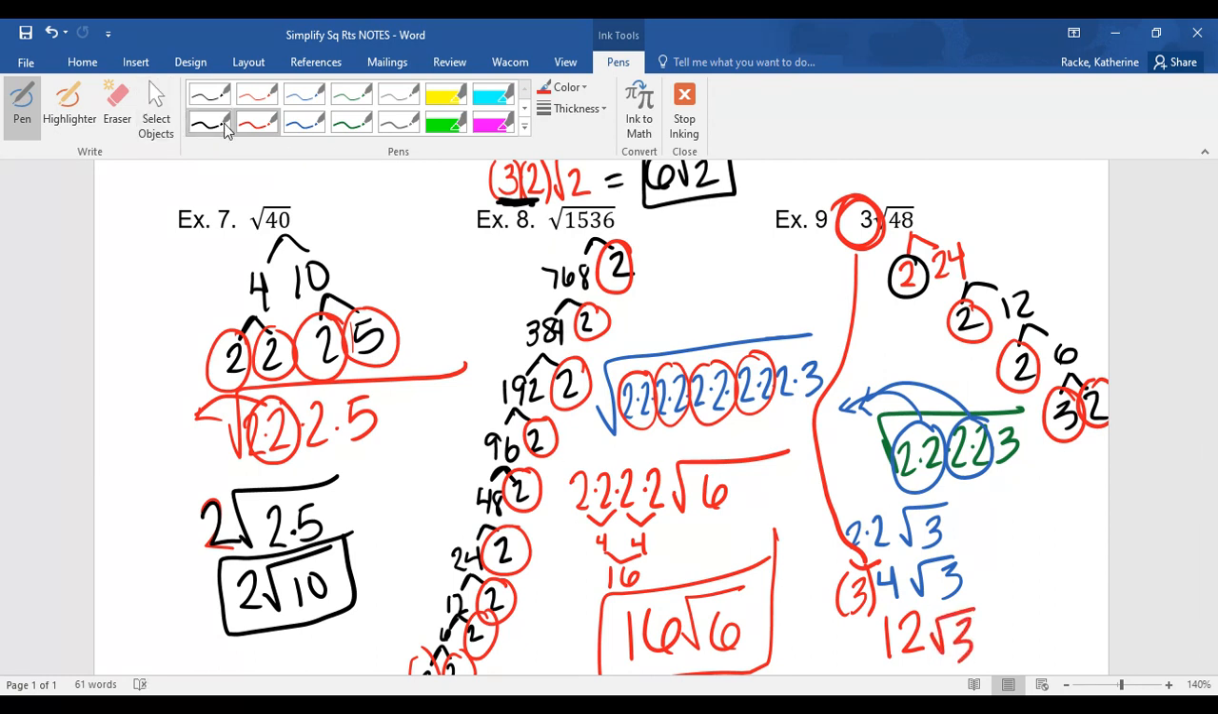So whenever you have a number on the outside from the beginning, wait till you have it all simplified, and then go ahead and multiply the number that's on the outside of the square root by that to give you your final answer.